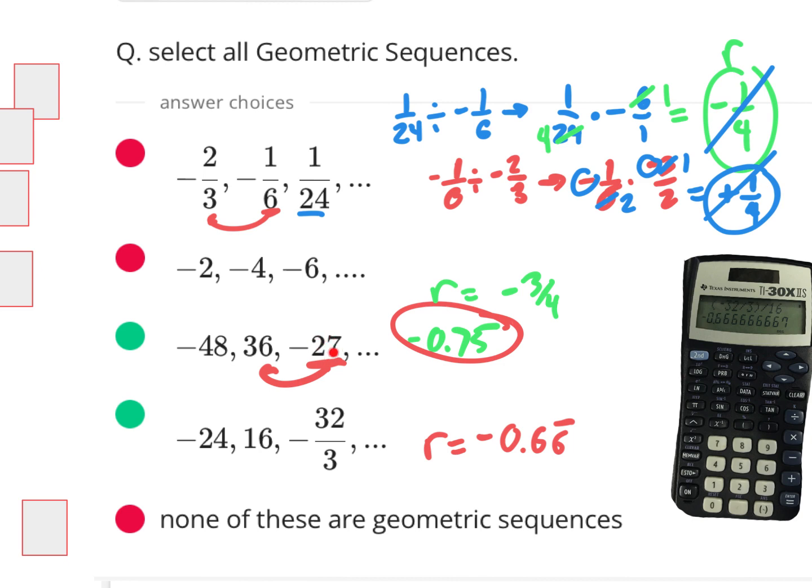Again, use a calculator. This one divided by that one, see what it equals. This one divided by that one, hopefully it equals the same thing. This one divided by that one, see what it equals. This one divided by that one, it does equal the same thing. So these two are the correct geometric sequences.